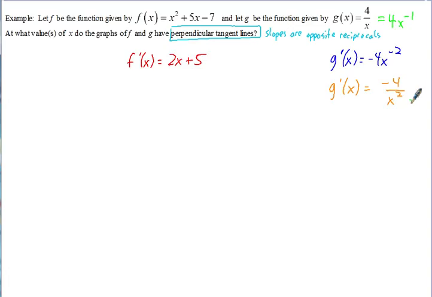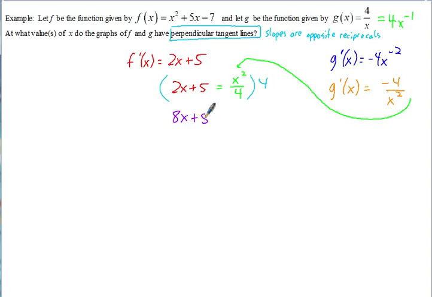So if we do that, the opposite reciprocal of that one would be x squared over 4. The reciprocal I made positive equals, that way the slope of f equals the opposite reciprocal of the slope of g. And then to solve it, you want to wipe out the fraction, just multiply everything by 4.